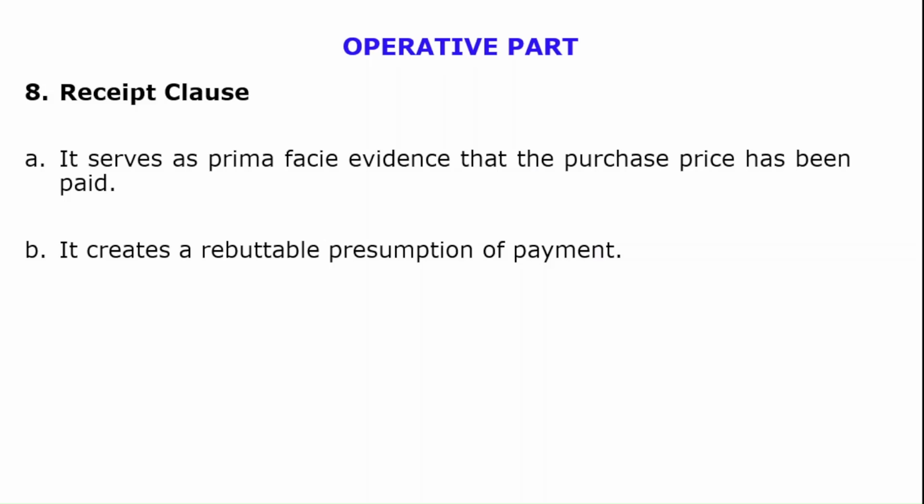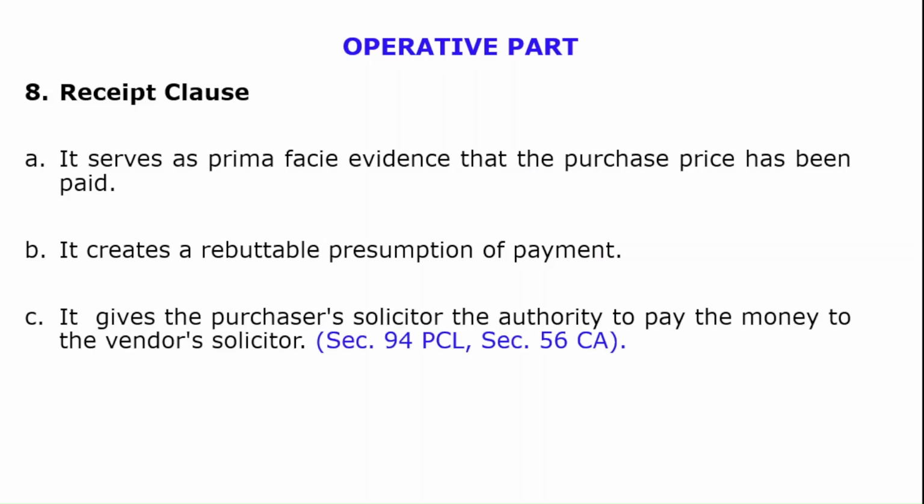Payment. Now, the third function of the receipt clause is that it gives the purchaser's solicitor the authority to pay money to the vendor's solicitor, right? Since we have already included the receipt clause, then the purchaser's solicitor that might be in custody of the money, maybe he has received that money as agent, then he receives that money to pay to the vendor's solicitor. After all, we have included it that the receipt of which you have acknowledged, right? So you pay that money to the vendor's solicitor.